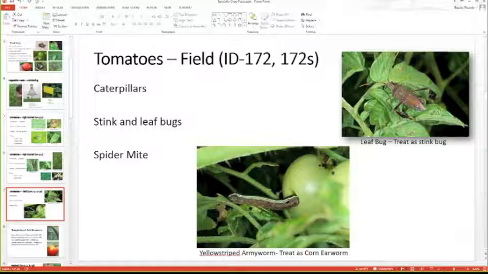And so you would actually select insecticides for stink bugs to attack this insect. Down below, I have a picture of a yellow-striped armyworm. Yellow-striped armyworm and corn earworm, which is also called the tomato fruitworm, are the other common ones that we see in field tomatoes. And they're attacking the fruit itself, and so we have a very low tolerance for these guys. And again, the spider mites that I showed earlier are also a problem in the field tomatoes.